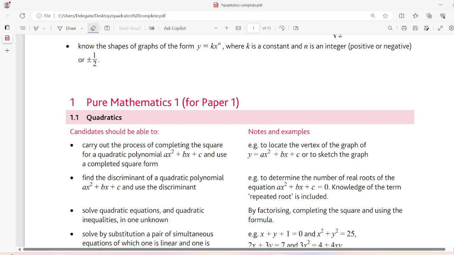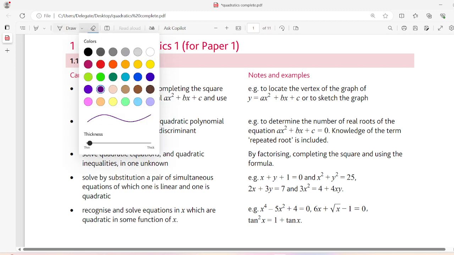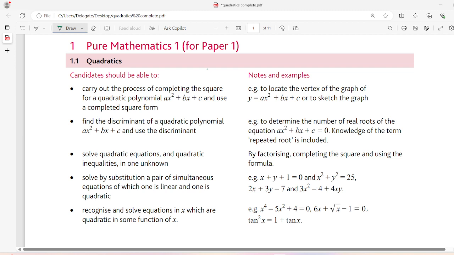So today we are going to tackle quadratics in Pure 1. Here is the course outline on quadratics, what you must be in position to know at the end of the topic. You must be in position to complete the square, and also state the coordinates of the vertex.